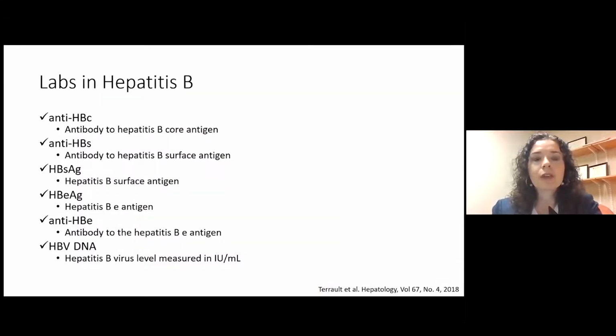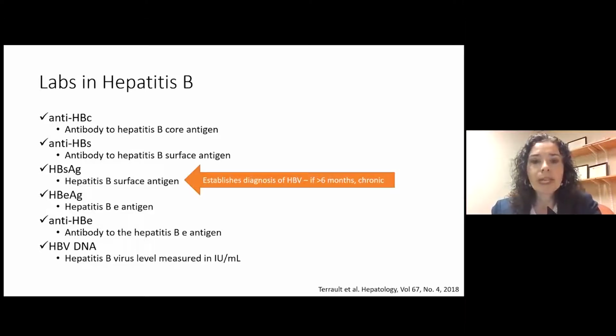So again, to review the labs in hepatitis B, you have the antibody to the hepatitis B core antigen, the antibody to the hepatitis B surface antigen, the hepatitis B surface antigen, which is a marker of infection, hepatitis B e antigen, the antibody to the hepatitis B e antigen, and hepatitis B DNA, which is the virus level actually detected in the blood, measured in international units per ml.